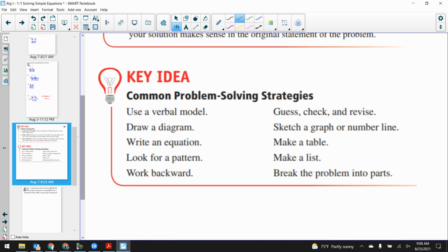So how do we create those equations? Well, we can draw diagrams. We can write equations. We can look for patterns. We can work backward. We can guess. We can check. We can go back. We sketch. We make a table. We make a list. All sorts of things to do to create our equation to solve the problem.